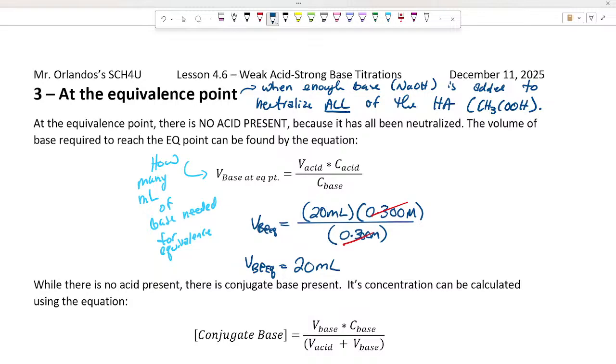But it won't always be the same. The reason the volumes are the same is because I made the question. That's very true. And I specifically designed the question so that the concentrations were the same. And if the concentrations are the same, then the equivalence point is going to happen when the volumes are the same. But if the acid is stronger, then you're going to need a higher volume of base. If the base is stronger, then you'll need a lower volume of base. But this formula will get you there.